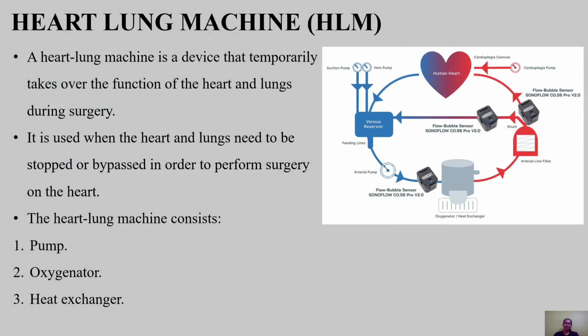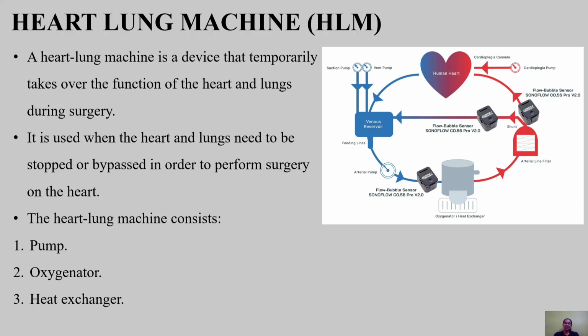Heart lung machine. A heart lung machine is a device that temporarily takes over the function of the heart and lungs during surgery. It is used when the heart and lungs need to be stopped or bypassed in order to perform surgery on the heart. The heart lung machine consists of a pump, an oxygenator, and a heat exchanger. The pump is used to circulate blood through the machine, and the oxygenator adds oxygen to the blood. The heat exchanger warms the blood to a desired temperature.